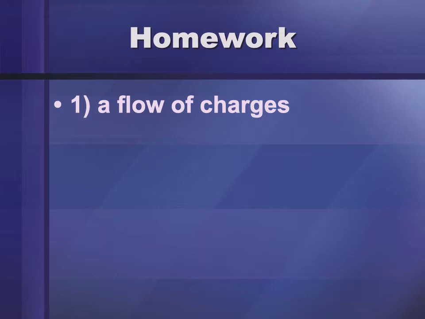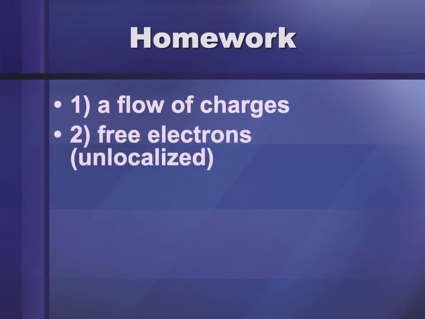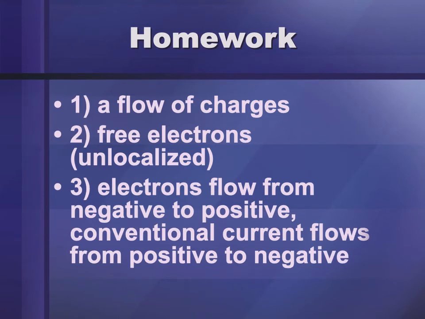What carries current in metals? Those would be free electrons or unlocalized electrons in metals. Remember metallic bonding? What is the difference between conventional current and the physical movement of charges in a conductor such as a metal? And of course, electrons flow from negative to positive, whereas conventional current flows from positive to negative. Get that straight. Electrons are negative, so they're on the negative side and they flow to the positive side because opposites attract. Conventional current is flowing from high to low, which is from positive to negative. So they go opposite each other.